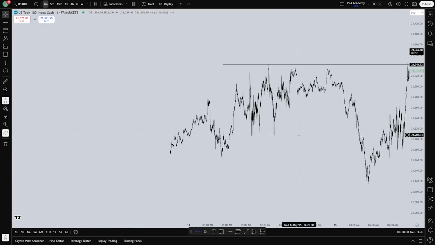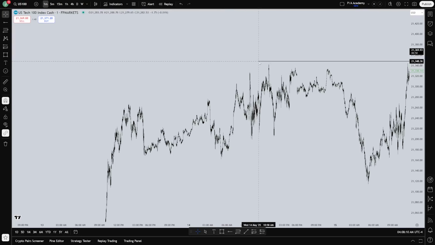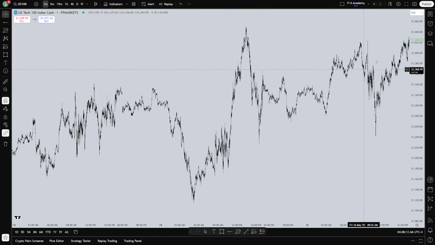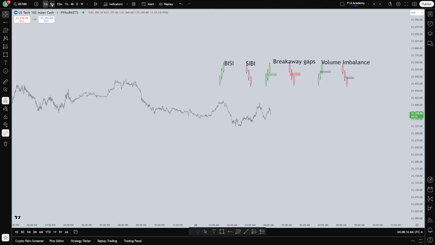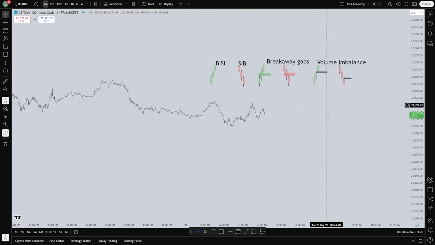Honestly, guys, don't dig in too much into the breakaway gaps. It's really just for a perspective on where price is heading on a more advanced level. It's really not something that you're going to be taking trades off of, you know. Let's do the volume imbalance.